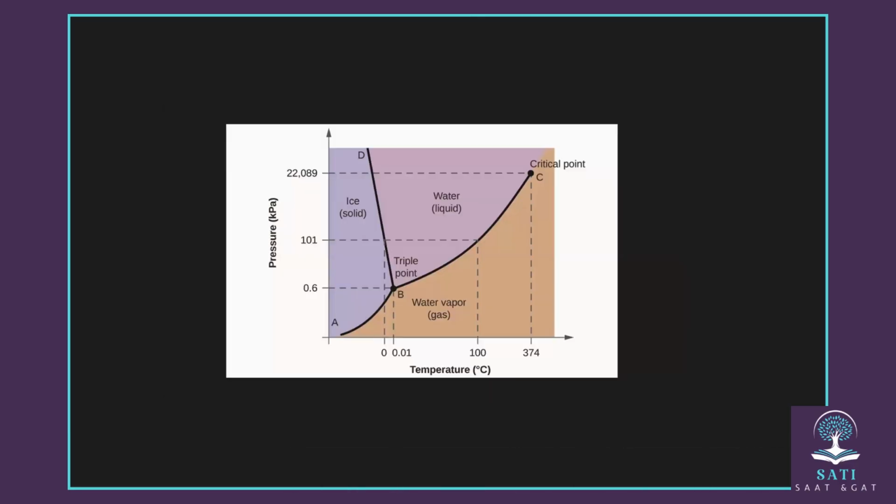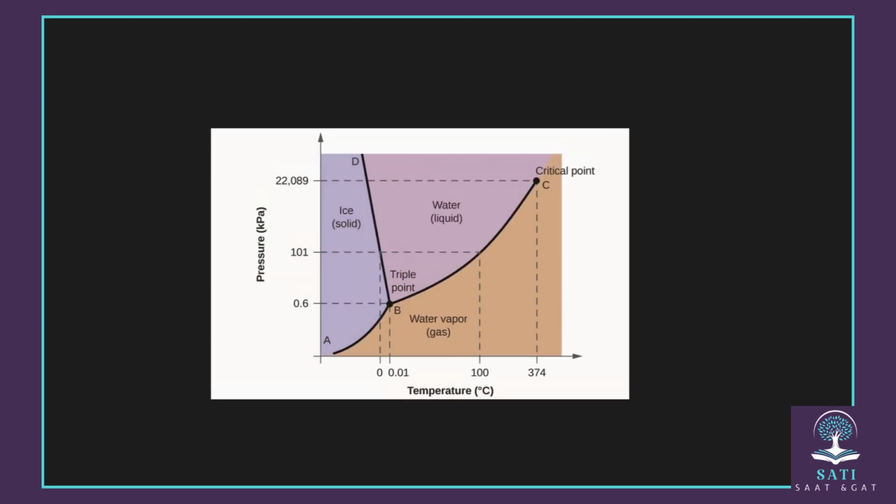Okay, in phase diagram, what is a phase diagram? This is what is called a phase diagram. A phase diagram is just a diagram that has a y-axis and an x-axis. The x-axis is temperature and the y-axis is pressure. This diagram gives us a clue of how pressure and temperature change the state of a substance.